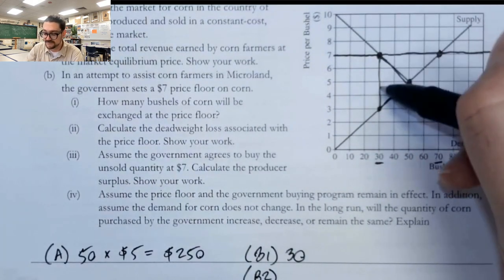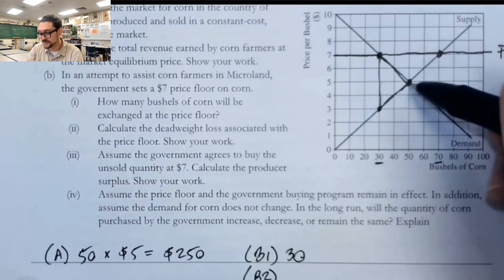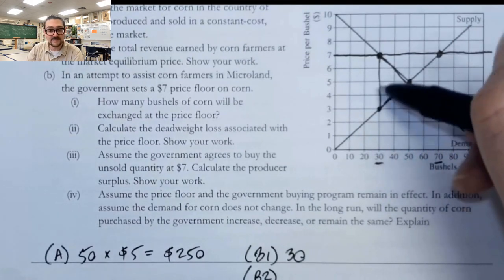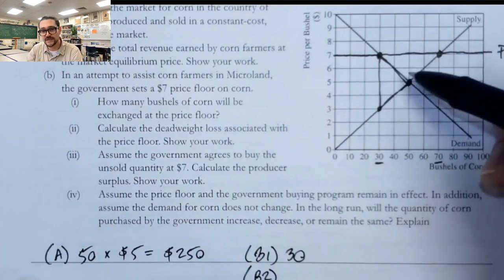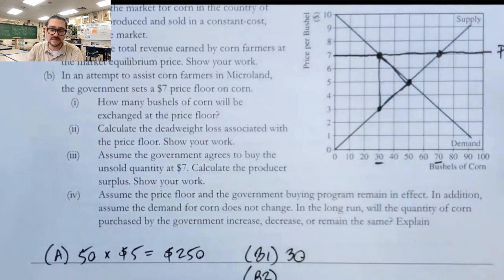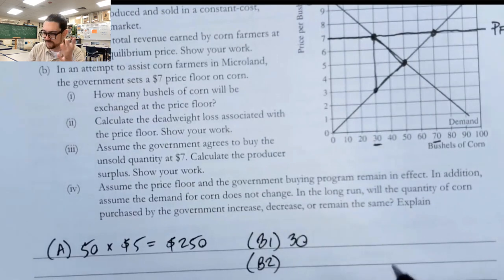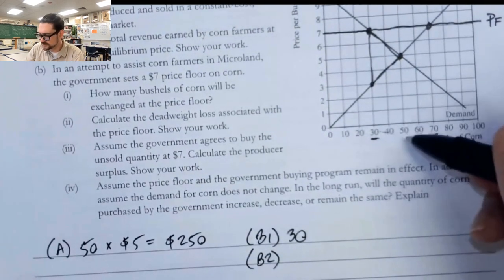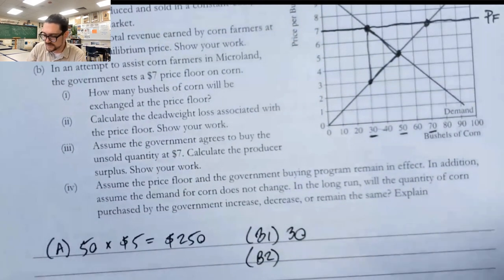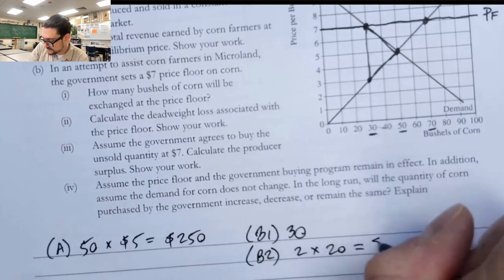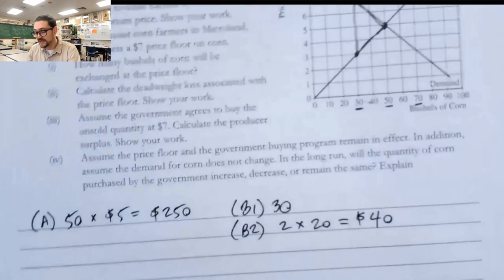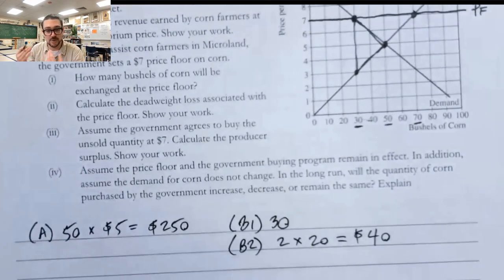The height of the triangle and the base of the triangle are the tools here. We've got 7 to 5, that's 2. And then the base of this triangle is 20. They end up being the same height if we do the bottom portion of this triangle as 2 and then 20. So 2 times 20 is 40. Yeah, 2 times 20. So we're going from 50 to 30, 2 times 20. So we say 2 times 20 equals $40. And these are denominated in dollars because they're lost surplus, it's lost value of transactions that would be happening.